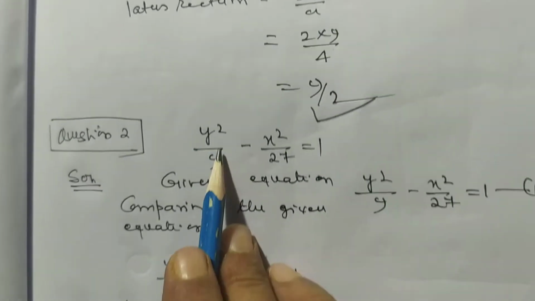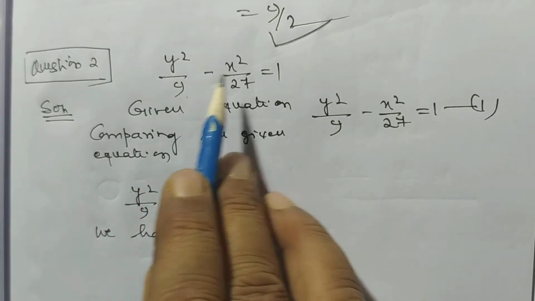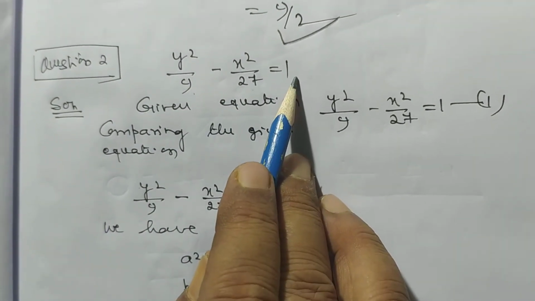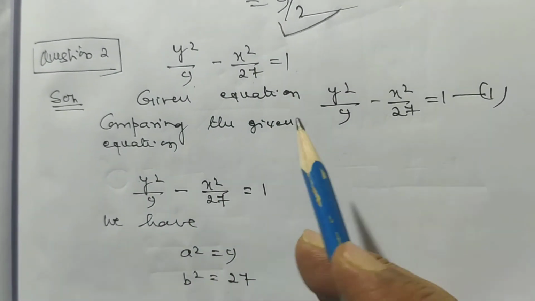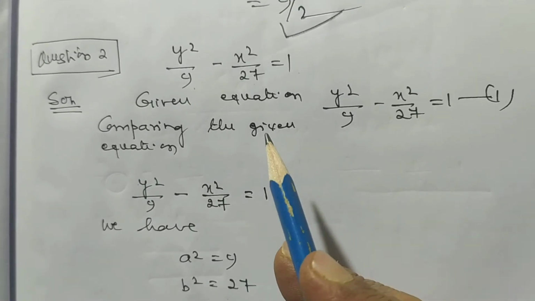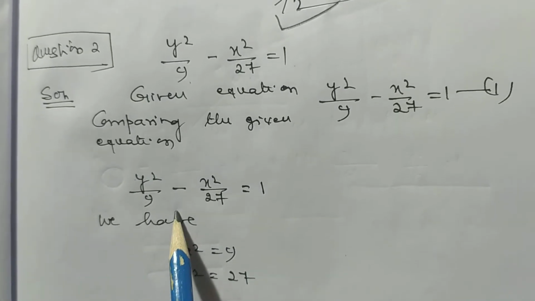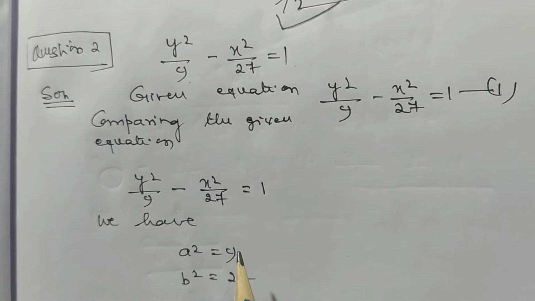Now see this hyperbola, y square by 9 minus x square by 27 is equal to 1. So my dear students, here y square by 9 minus x square by 27 is equal to 1.